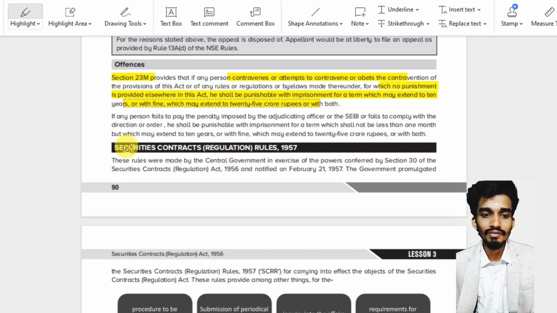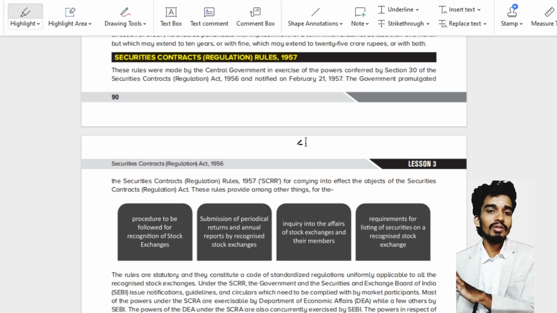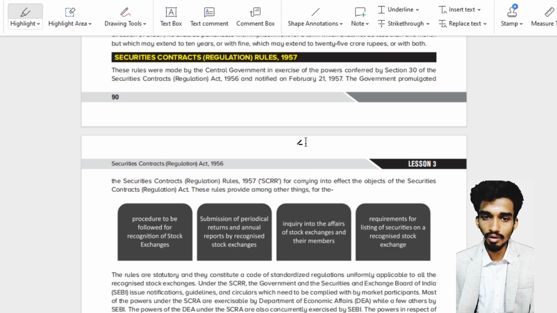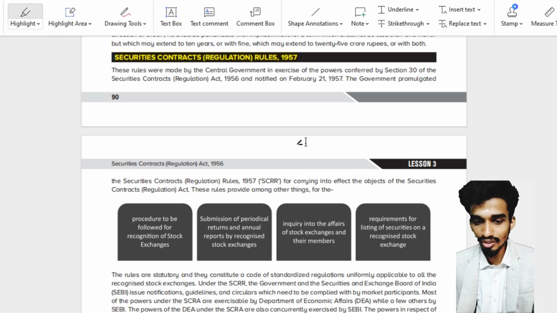From now, we are going to cover the SCRR rules 1957. Your rules are from 1957 and your act is from 1956. There are many rules in this chapter, but not all the rules are important. I will say whichever rules are important from the point of view of your examination.